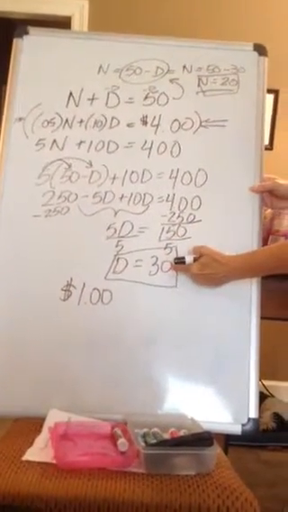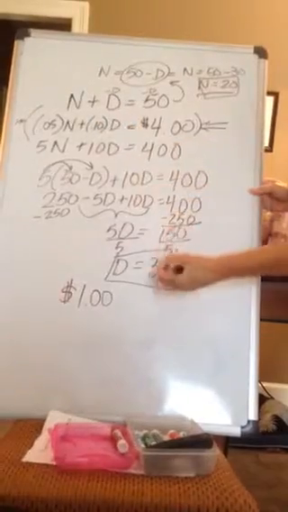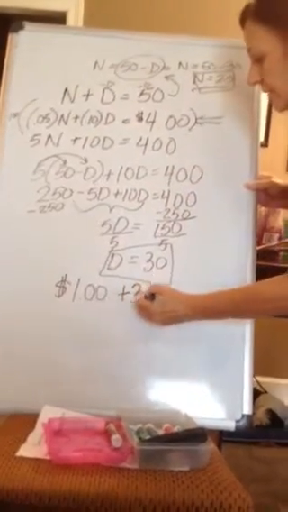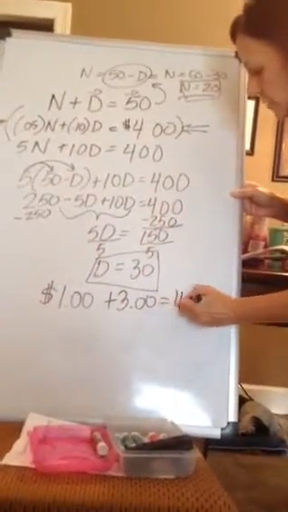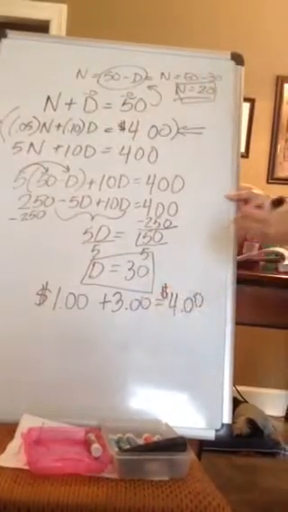Now I look at my 30 dimes. 30 dimes times 10 cents is $3. And in fact, my numbers are correct because the sum of that is $4.